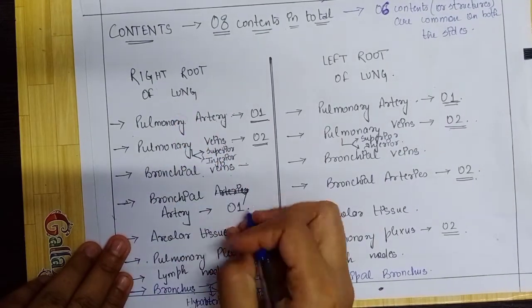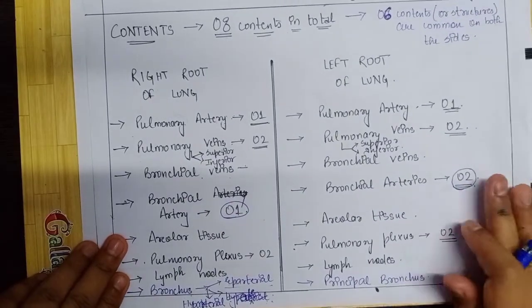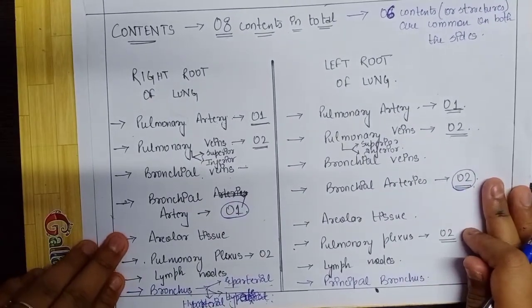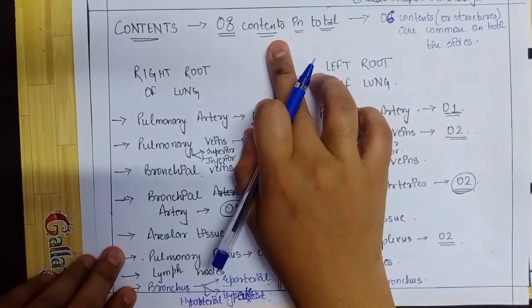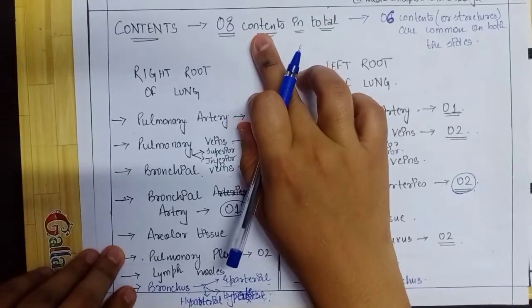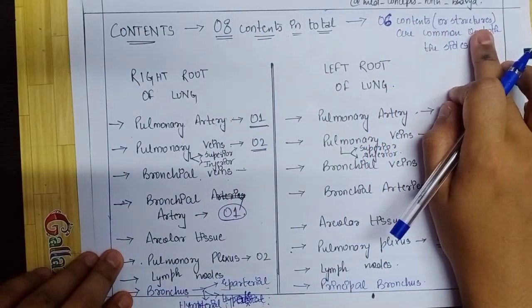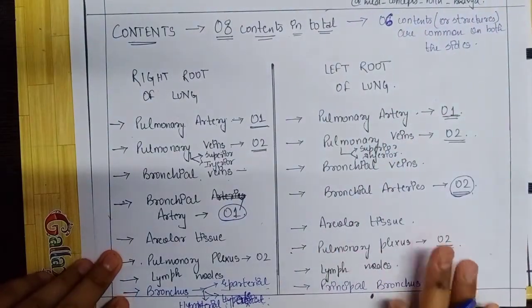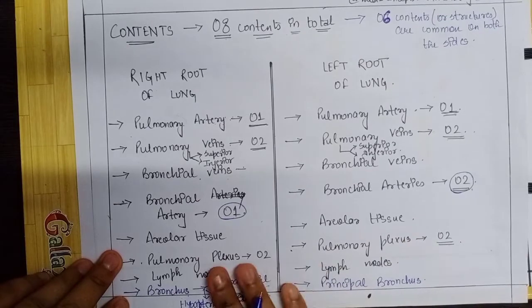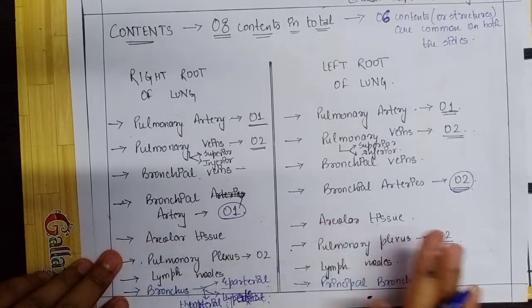On the right side we have only 1, and on the left side we have 2. Please forgive me for this confusion. I am repeating again. I said there are a total of 8 contents, right? And out of the 8 contents, 6 are common, not 7. Again, 6 contents are common and 2 contents are different on the right side and the left side, that is, on the right root and the left root.